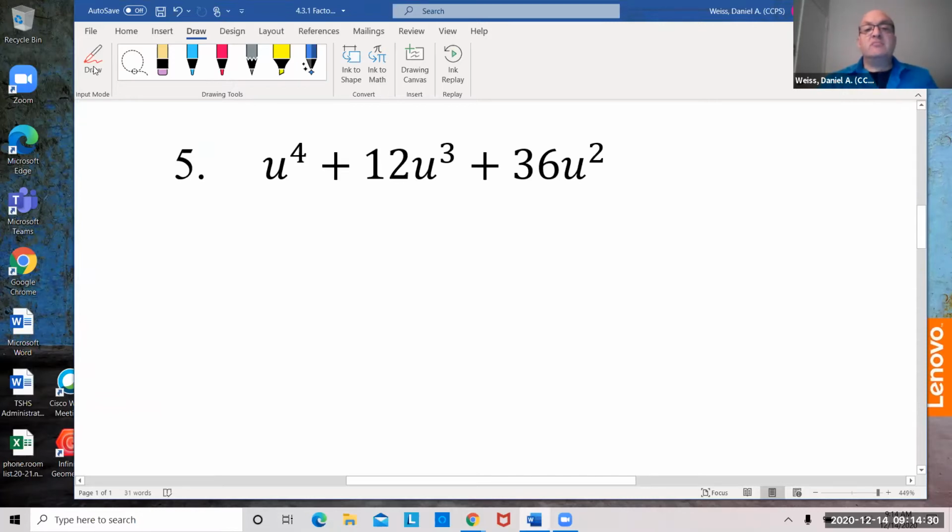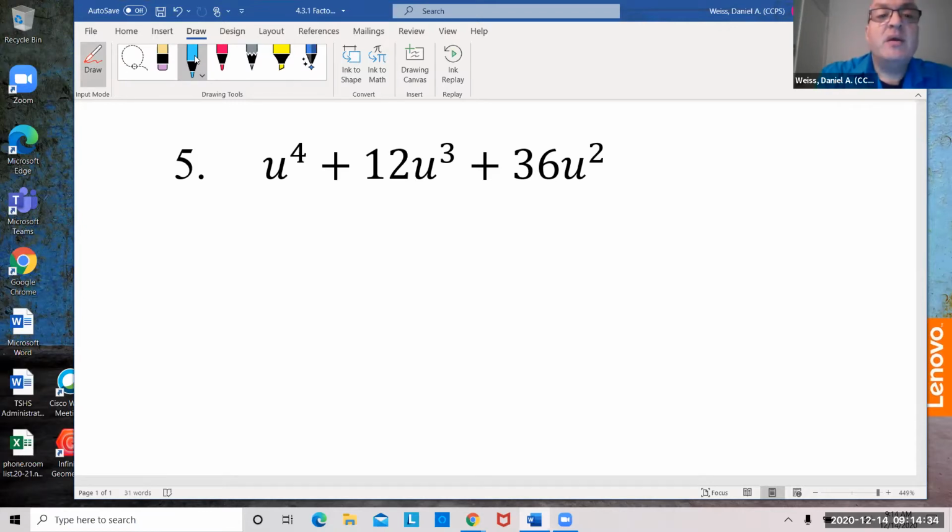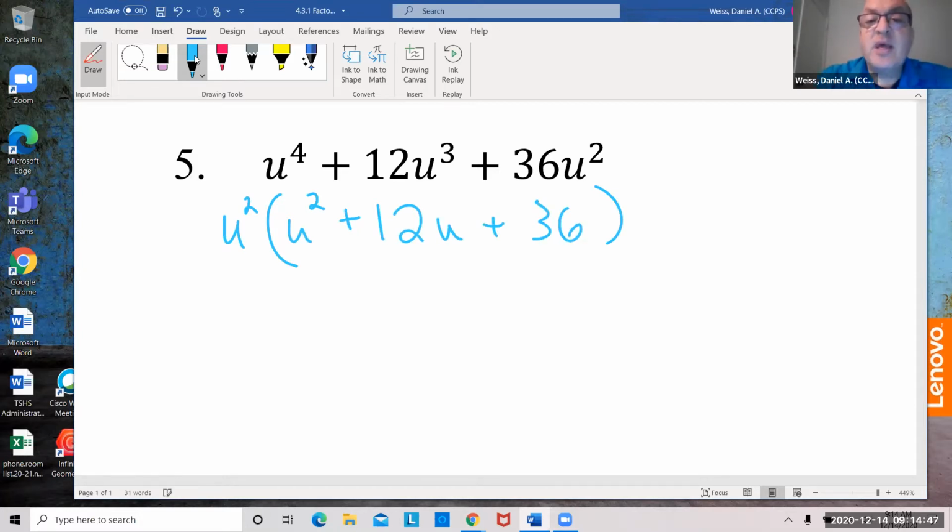All right. Over here, what's common to all three? U squared. What's left? I have u squared plus 12u plus 36. Now, can I factor this? Yes.